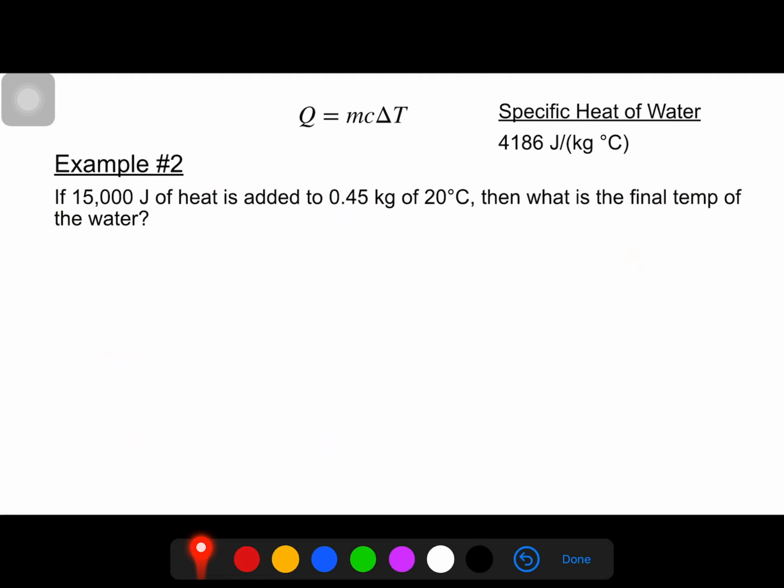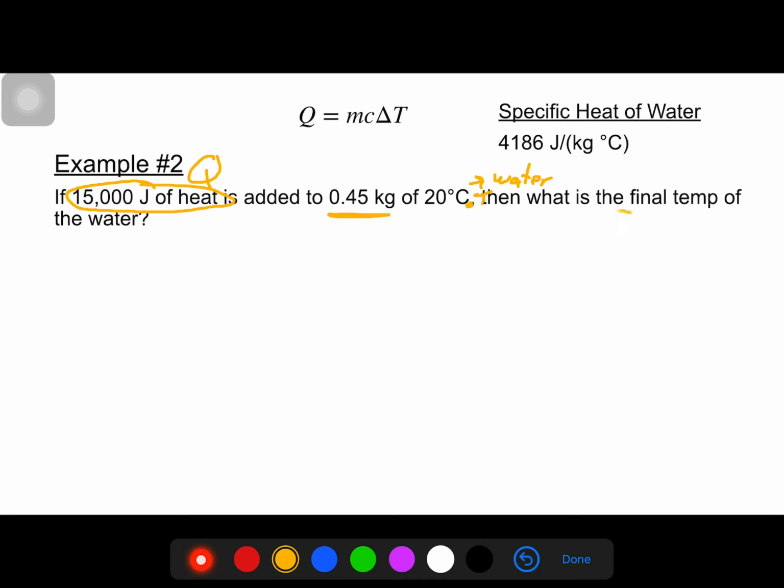So this one's a little bit different. Still the same idea. So we have 15,000 joules of heat. That's my Q value. It is added to 0.45 kilograms of 20 degree water. Sorry, I've got to do some edits. Then what is the final temperature of the water?